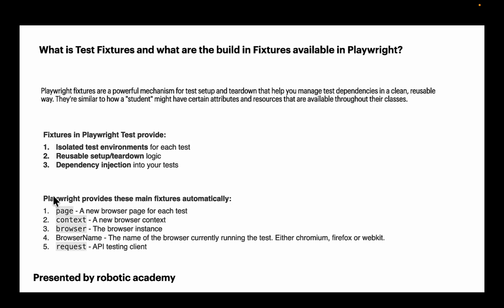Playwright provides these 5 fixtures, which are built in, and we can write our own custom fixtures also, which we'll see later. But first let's understand what these fixtures are and how to use them. The first one is the page fixture, which provides a new browser page for each test. Second is context, a new browser context. Third is browser, the browser instance. Then browser name, the name of the browser currently running the test, which can be Chromium, Firefox or WebKit. And the last one is request, the API testing client. So these are the different fixtures available.